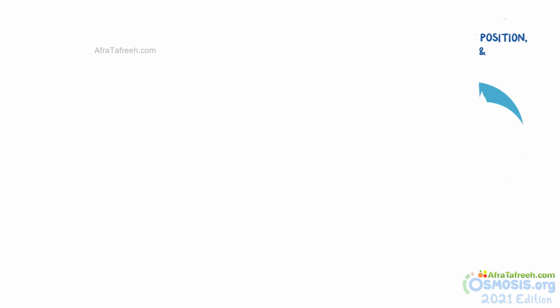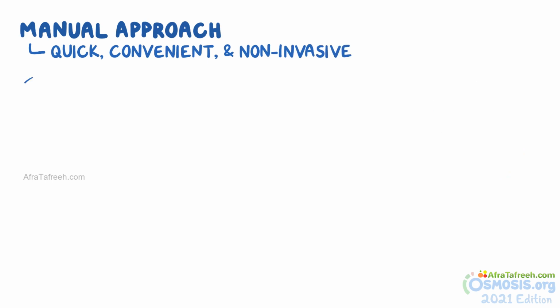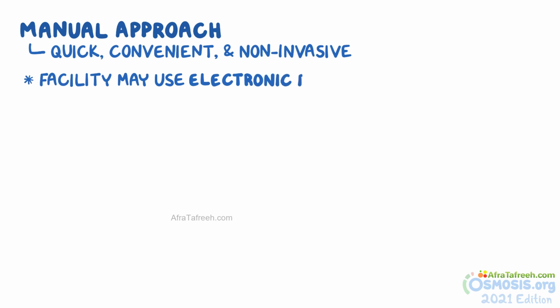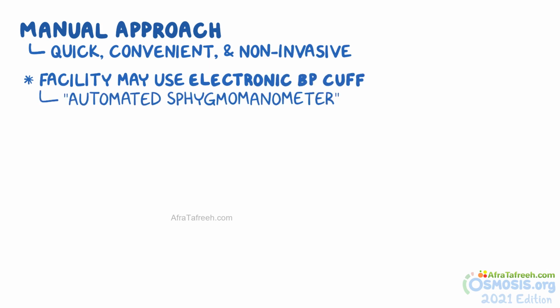So far, we've discussed the manual approach to measuring blood pressure. This is quick, convenient, and non-invasive. However, your facility may use an electronic blood pressure cuff, also known as an automated sphygmomanometer. The procedure is almost the same, however, you'll only need the sphygmomanometer.